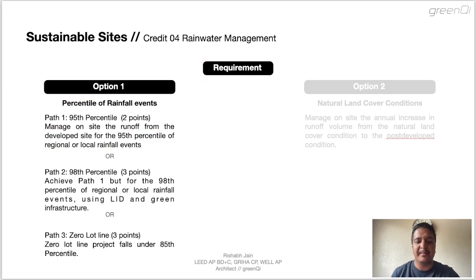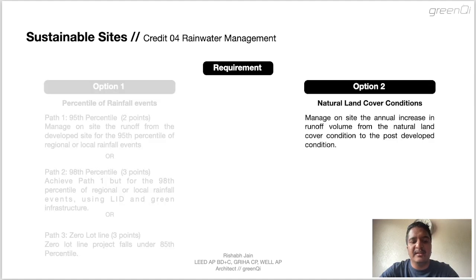Now, coming back to the requirement of the credit rainwater management, there are two options the project can comply with. The first option, the project needs to showcase successful management of rainwater runoff for either the 95th percentile of the rain or the 98th percentile of the rain. It can be the 85th percentile also, but for that the project needs to be zero lot line. Zero lot line are those projects where the project has almost no open area or almost 90% is built up area. The project needs to manage water using the strategies we learned before.